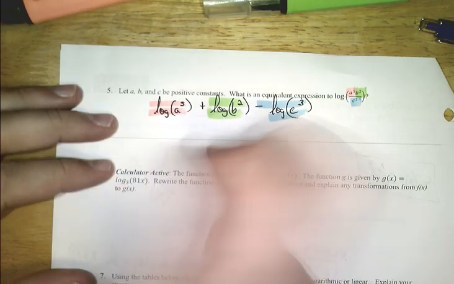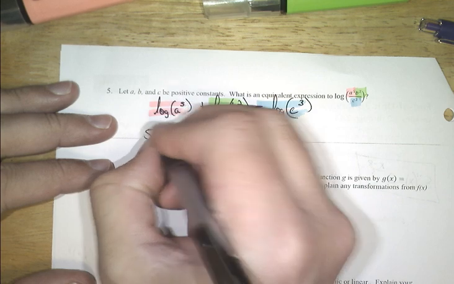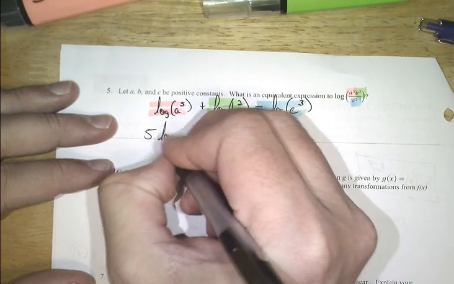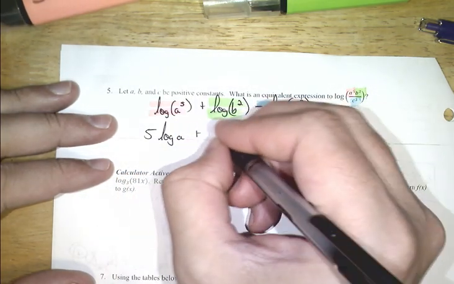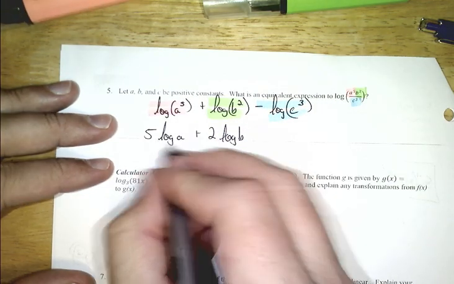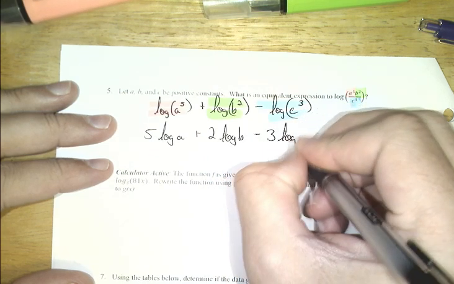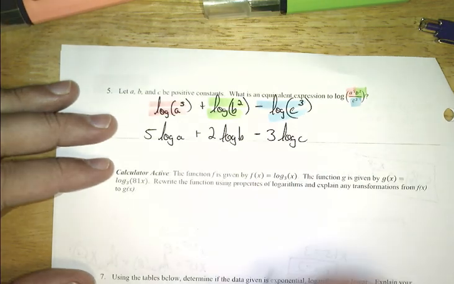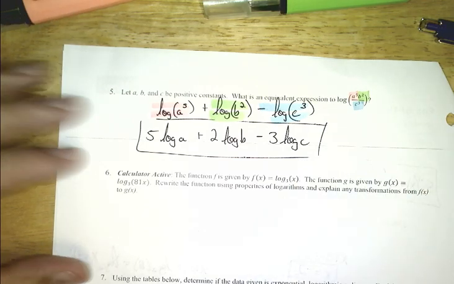And then we could take it one step further and we could pull the powers out of each one of them and make them coefficients. So we end up with 5 log A plus 2 log B minus 3 log C. And that is the equivalent expression. There we go.